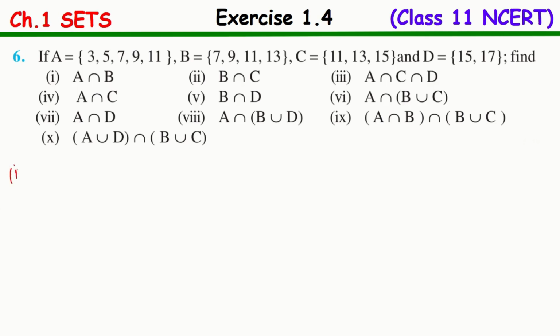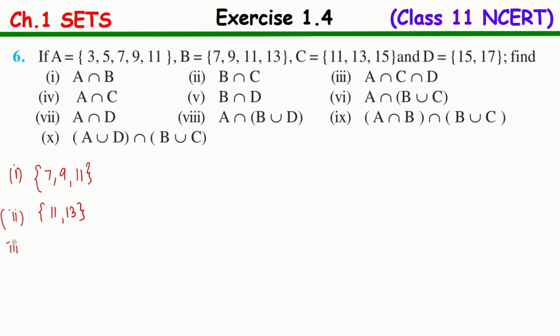So sixth and first part is A intersection B. The common elements in A and B are 7, present in both. We can see 9 is also present in both and 11 also. Second is common elements of B and C. We could see only 11 is present and 13 also present in both.